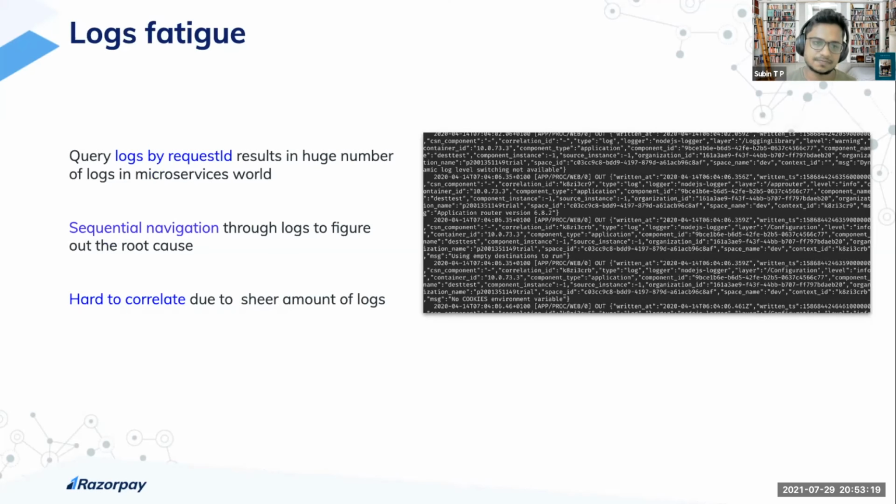And also log fatigue. One request can go to maybe 4 or 5 services, and that will create a number of logs. So what we used to do previously is pull all the logs for the request ID and sequentially go through all of them to see why the issue is happening. It's hard to correlate because of the sheer amount of logs.